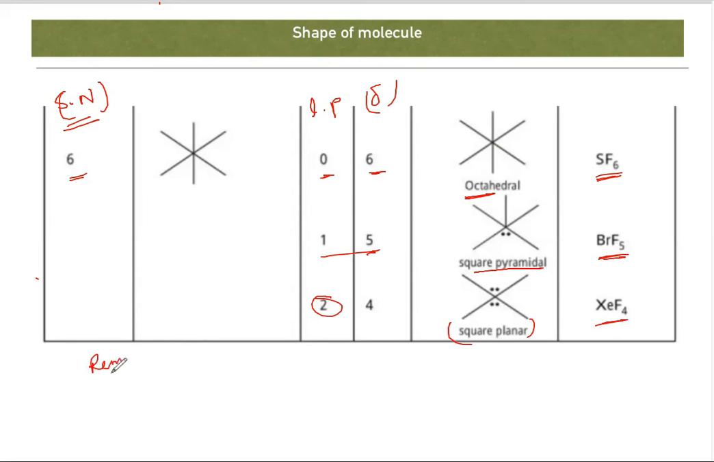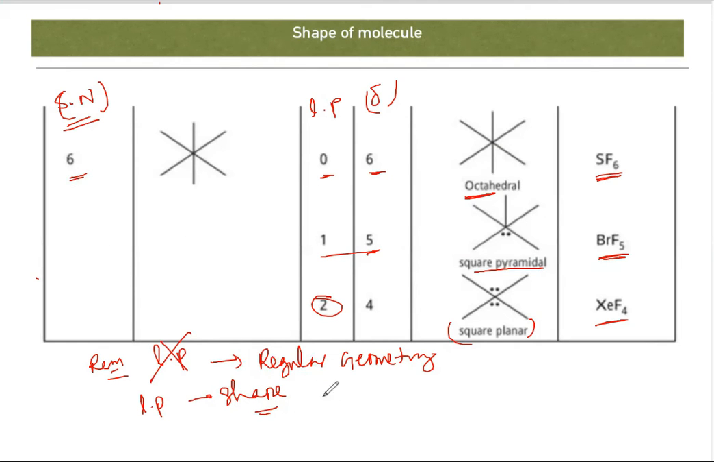Remember, whenever the molecule does not possess any lone pair, that molecule will follow regular geometry. If there is a lone pair, that means the geometry will change and it has a definite shape, as we have discussed in these slides. So I guess this concept is clear to you.